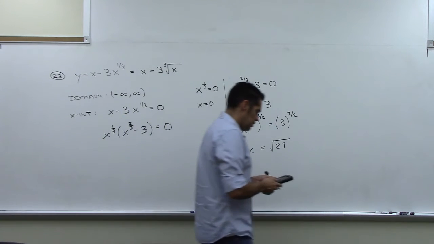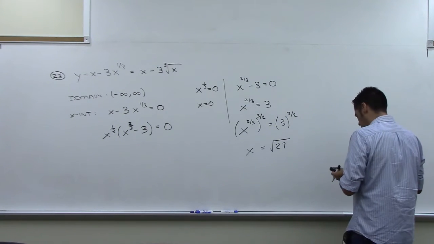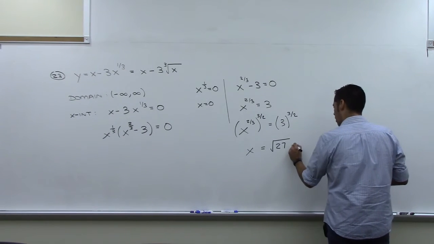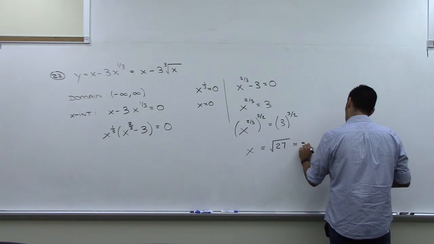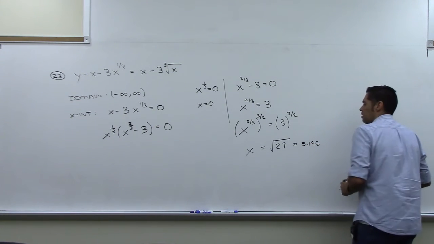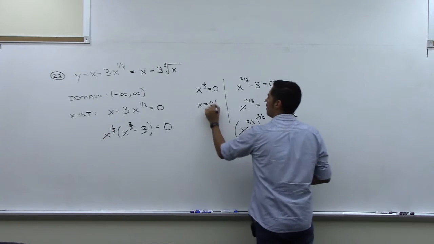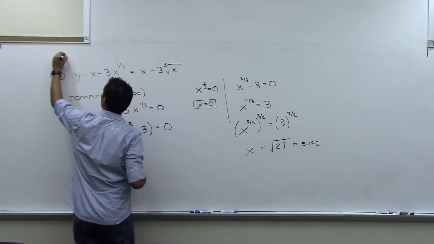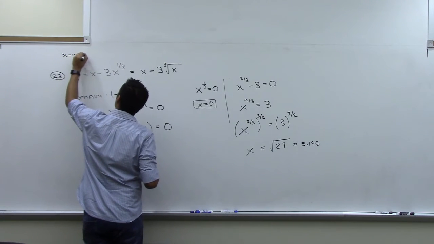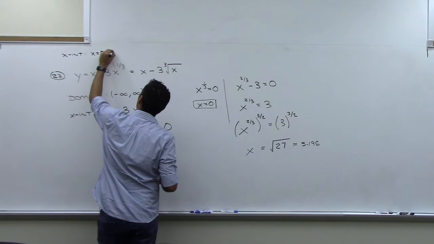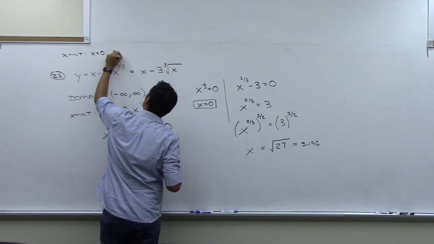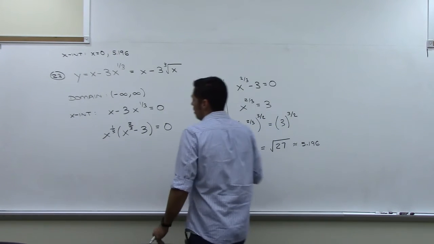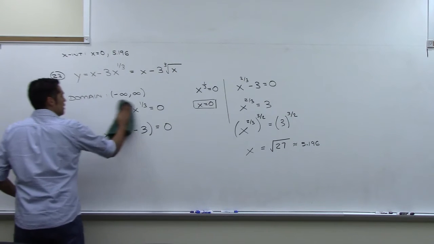So as an approximation, I'm going to use my calculator to take the square root of 27 and get approximately 5.196. So I have an x-intercept at 0, and I have an x-intercept at 5.196. So I'm going to put those up here because I'm going to erase all this. I have an x-intercept at x equals 0 and at x equals 5.196.